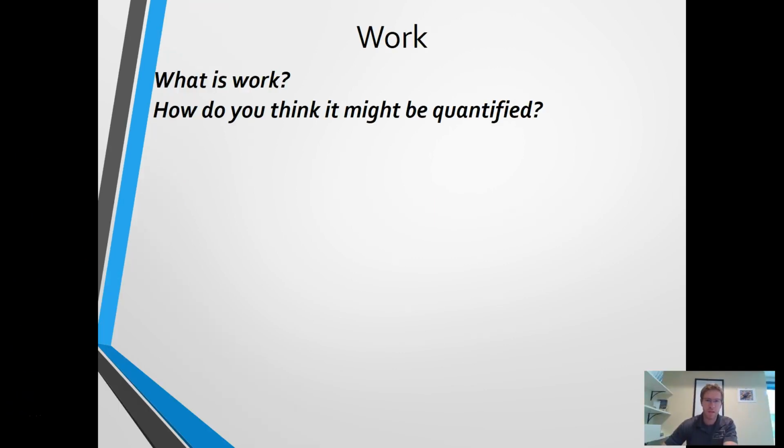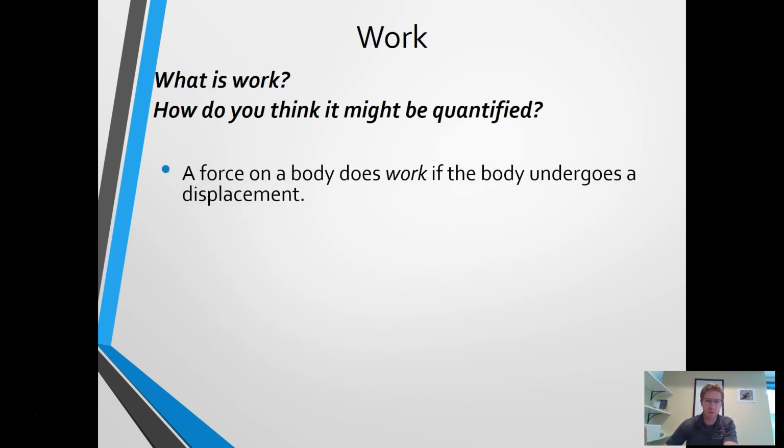So what is work? That's the first question. And how will we quantify it? Well, work is really when a force acting on a body causes it to undergo some displacement. Work is then done on that object. So again, here's my tennis ball. If I apply a force to it and cause it to undergo some displacement, I'm doing work on the ball.